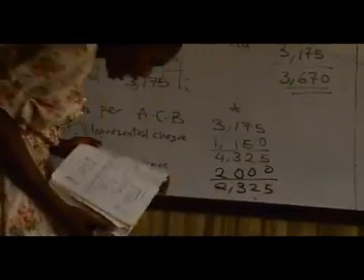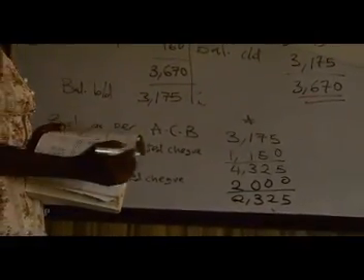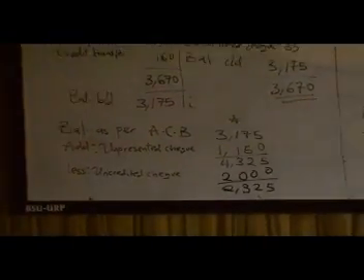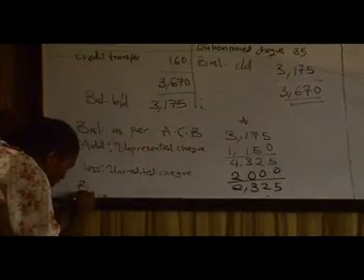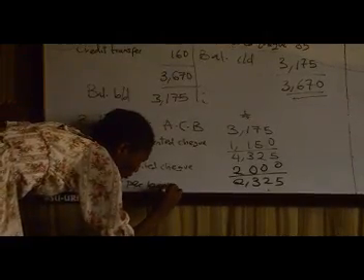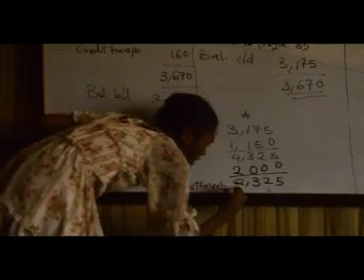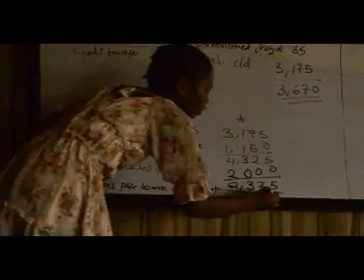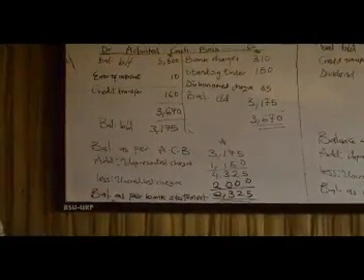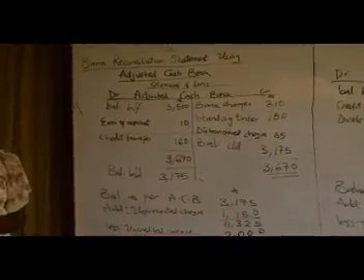Now, if you go back to our question, we are told that the bank statement showed a balance of what? 2,325 naira. So that is our balance as per bank statement. This is our bank reconciliation statement using our adjusted cash book. So with this, we've come to the end of this edition, bank reconciliation statement.